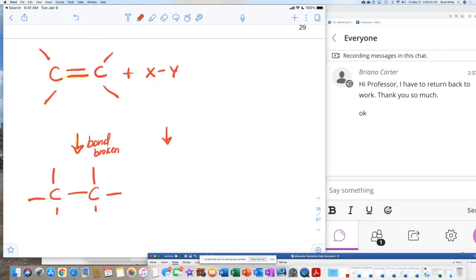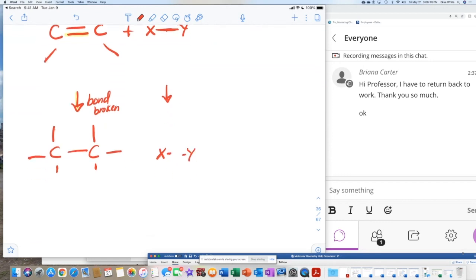Y. X and Y, they had a bond together. Let me try to draw this like that. Now they have short pieces. Also, bond broken. Okay? So again, bond broken for both of them. I guess I can write one big bond broken.